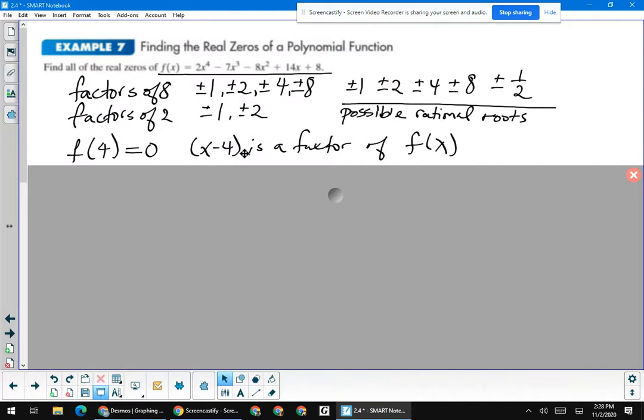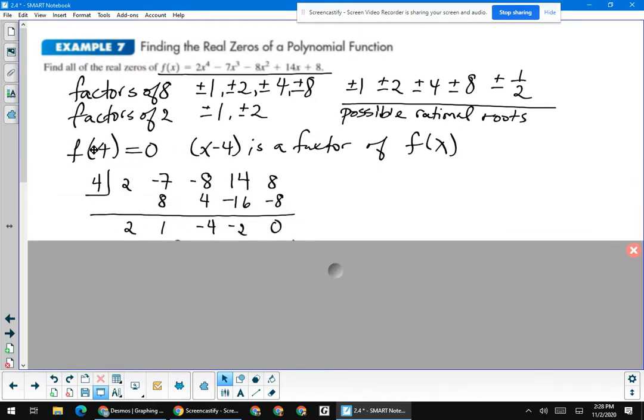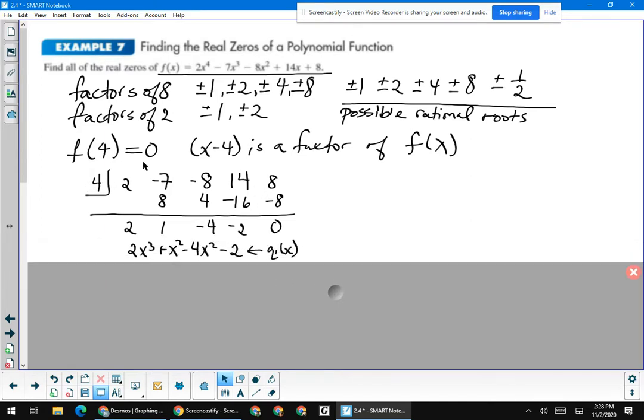That means x minus 4 is a factor of f of x. And if it is a factor of f of x, that means that this can divide into that, right? And so we'll do synthetic division, right? I have an x equals 4 for our synthetic division. And we're going from a fourth degree divided by an x minus 4 linear first degree, and our quotient will be a third degree polynomial.